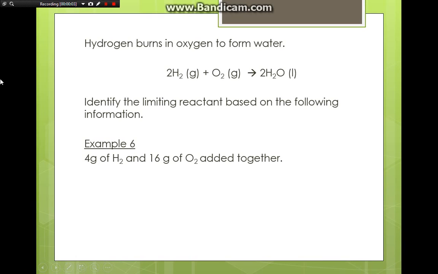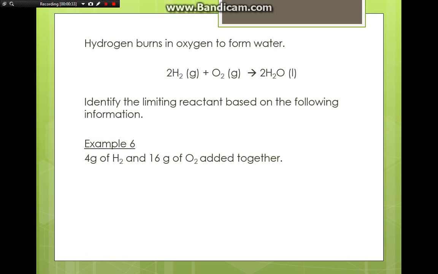For this example, you should see that we are not given moles nor volume. Instead, we are given grams. And you should remember the important point in the first few slides that says that we can't compare masses directly. I can't say 4 grams will react with 2 grams of O2, for example. What we need to do is convert them to moles before we can compare.